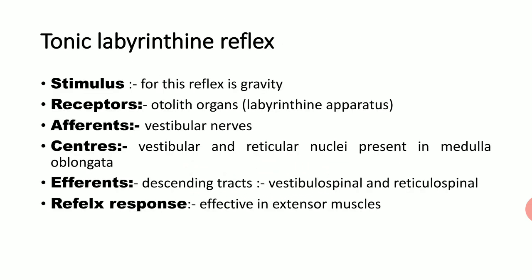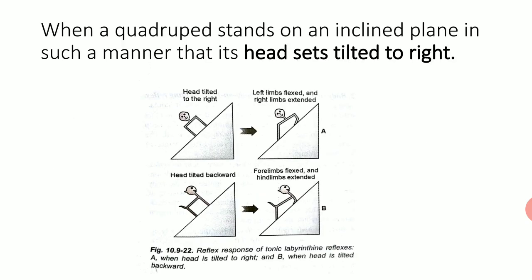Now for this tonic labyrinthine reflex, the stimulus is gravity. Receptors are the otolith organ, which is present in the labyrinthine apparatus or vestibular apparatus. Afferents are vestibular nerves. Center is the vestibular and reticular nuclei, which are present in the medulla oblongata. Efferents are formed by descending tracts, vestibulospinal and reticulospinal. And the reflex response is effective in extensor muscles.